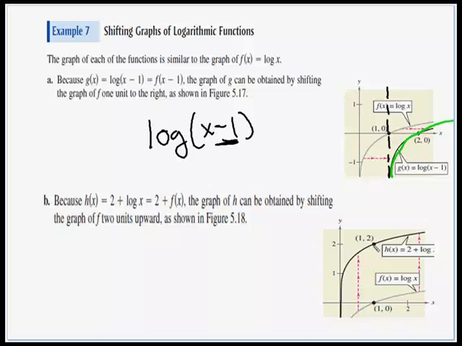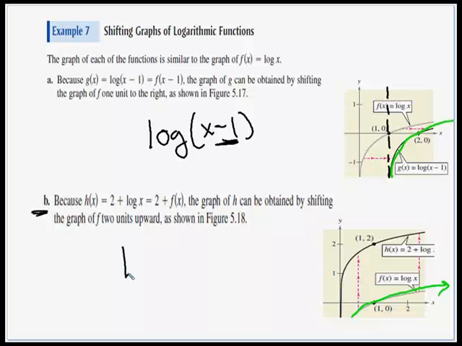Now here in the next picture for part B, we have this function. We'll start from the beginning here. The light gray one that I'll highlight in green is the log of x. The log of x function goes through the point 1, 0 and heads up this way.